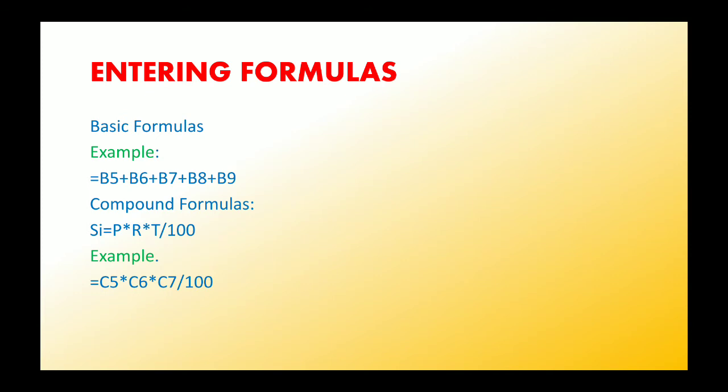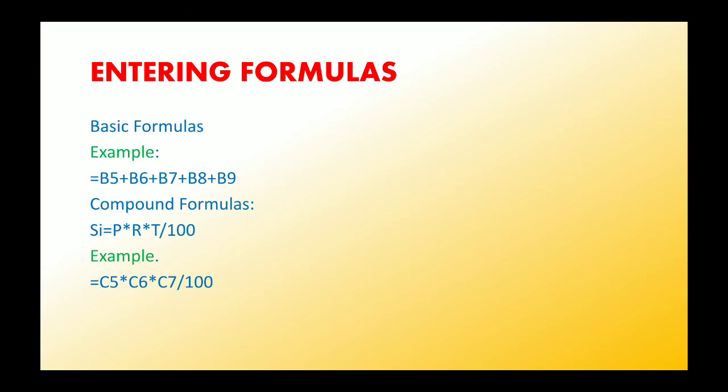We can also use a compound formula, in which we can use multiple arithmetic operators and multiple values. For example, you can see here this compound formula: SI equals P into R into T upon 100. So actually this is the formula to calculate simple interest in mathematics. Okay, so we can also apply this formula in Excel.